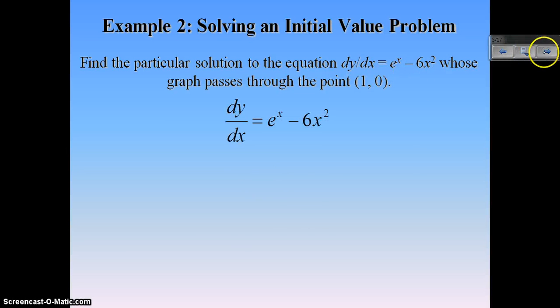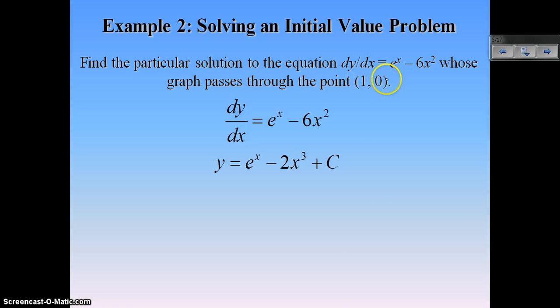So we'll start with the equation. Let's find the general solution first, the plus c solution. So again, I've got to get rid of the dy/dx. I'll take the antiderivative of both sides. So I'll have a y over here, but what is the antiderivative of e to the x? Well, that's just e to the x. What is the antiderivative of 6x squared? That would be 2x cubed, and then we put in our plus c.